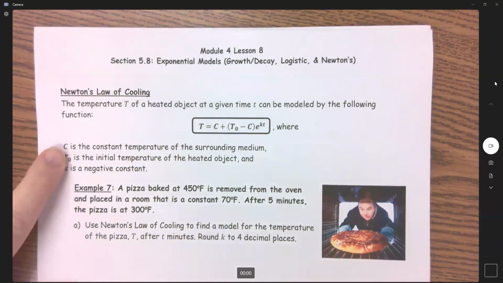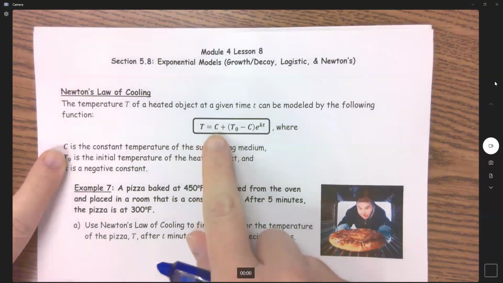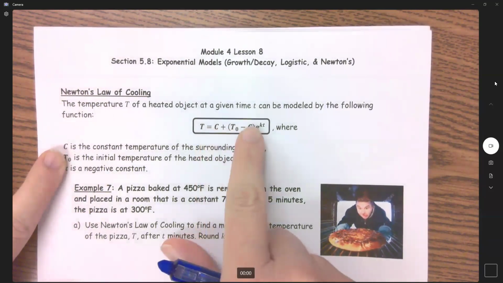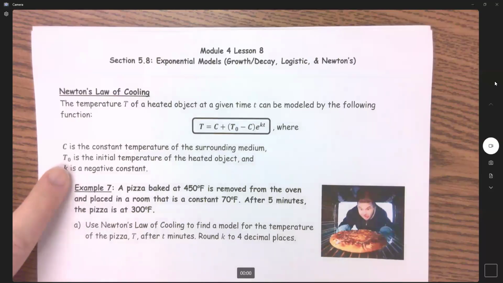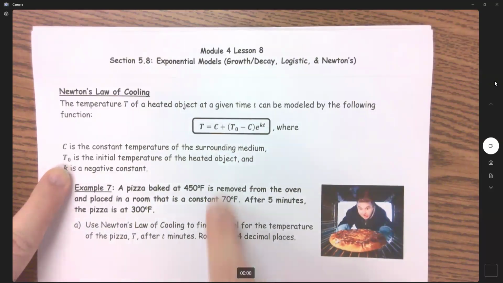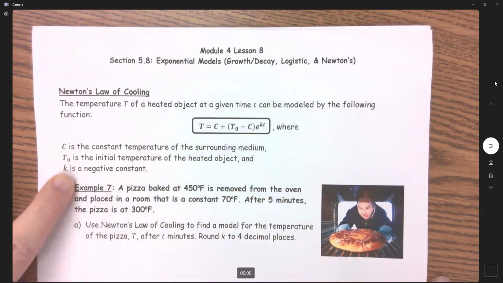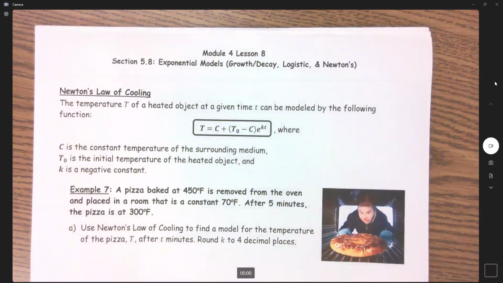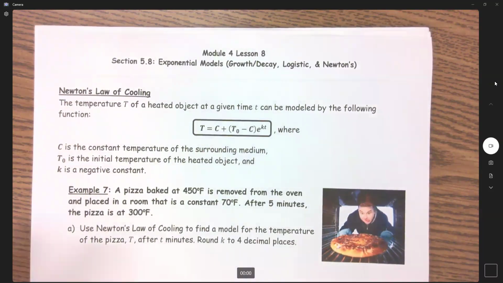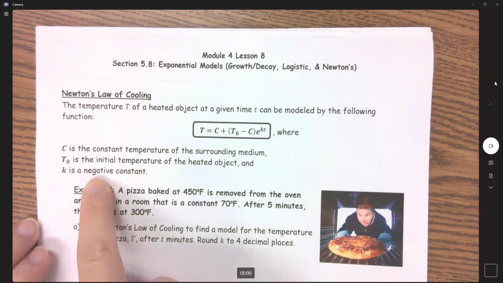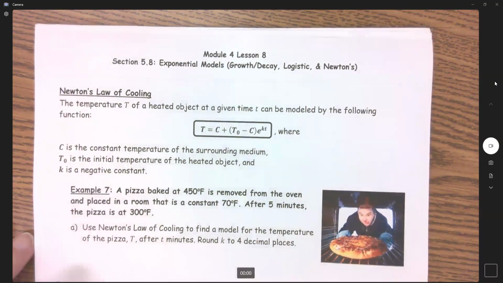C is the constant temperature of the surrounding medium. So notice here we have two C's, we'll have to plug that value into both of those. Your T naught is the initial temperature of the heated object, which is in parentheses here, and then k is a negative constant. Because we're talking about things cooling, it's always going to be a decay, a decreasing value there.